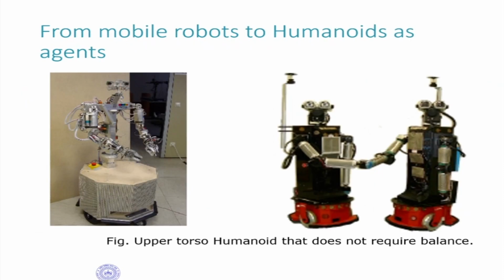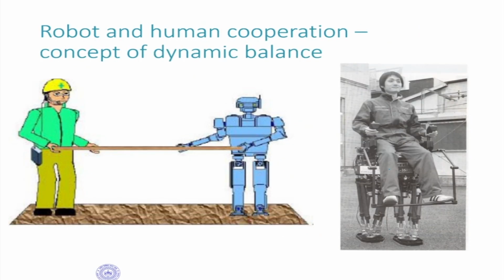These are other examples of bipedal locomotion, where you have bipedal robots carrying an object with a human. Here also there is cooperative manipulation taking place. Robot and human cooperation. We talked about robot-human cooperation a couple of classes back. So here is a robot and a human carrying an object together.